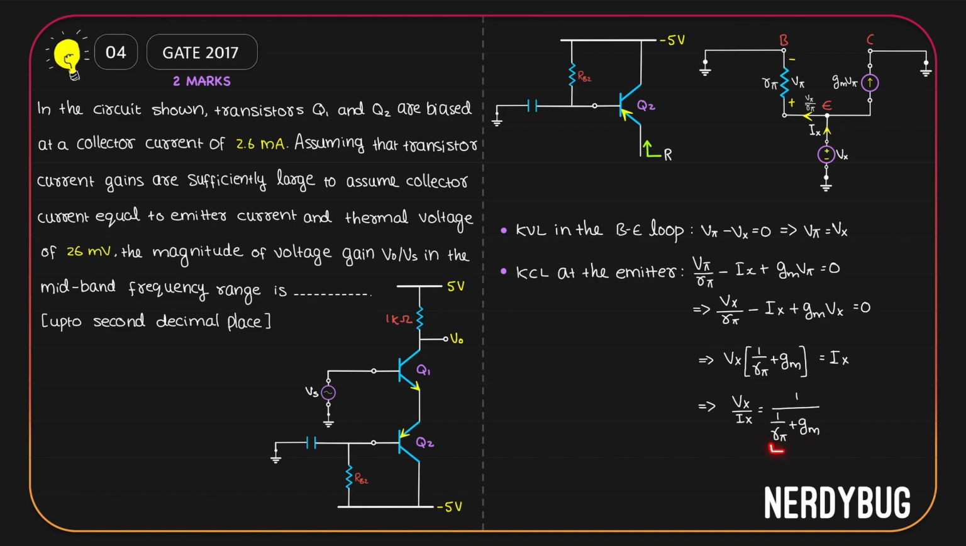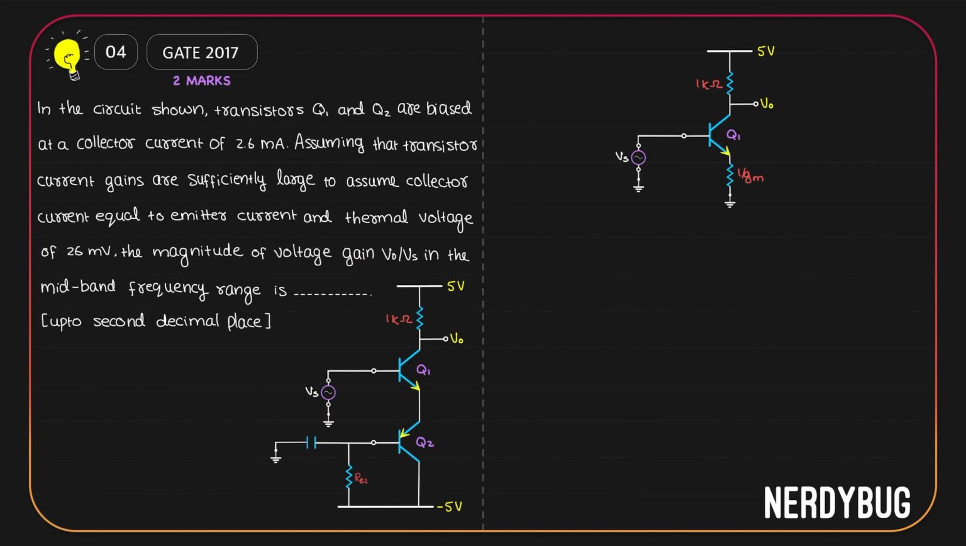Now 1 by Rpi will be a very small number compared to Gm. So when we take the sum 1 by Rpi plus Gm, we can say this is approximately equal to Gm itself. That makes Vx by Ix approximately equal to 1 by Gm. So technically, to find the gain of this circuit, we can replace this whole thing and model it as a resistor at the emitter of the first transistor, and the value of the resistor will be 1 by Gm.